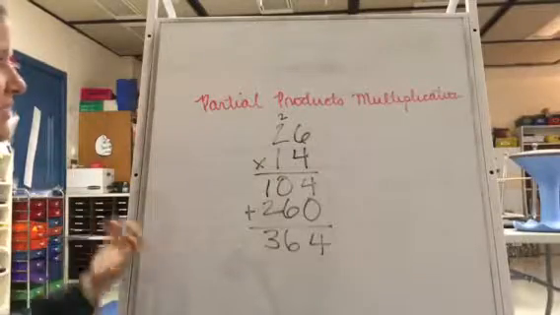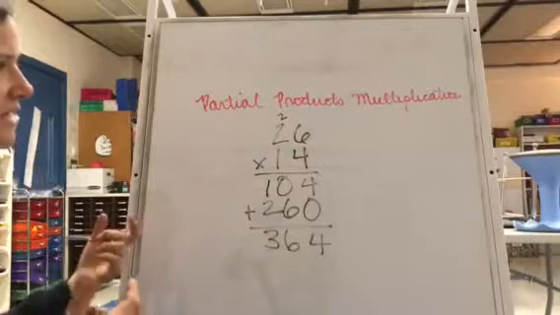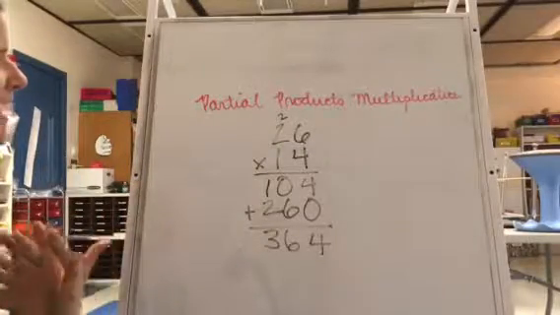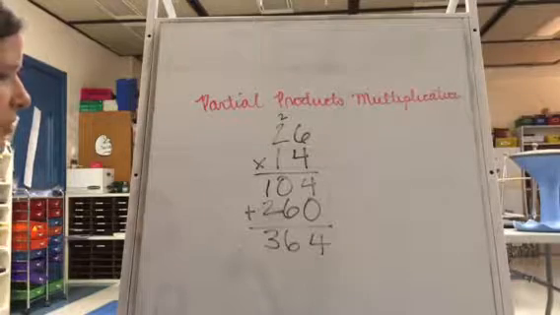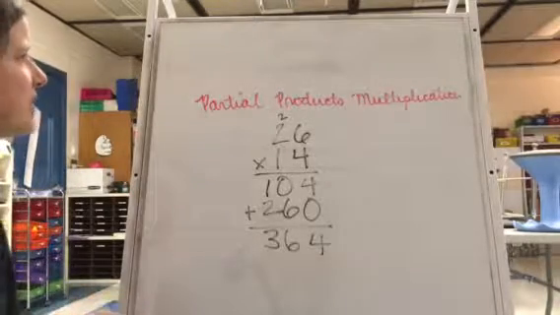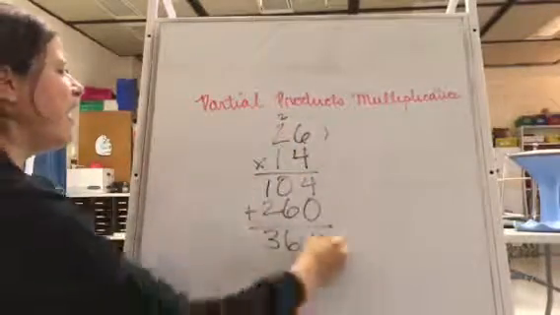14 can be thought of as 4 plus 10. Then you can multiply each of those by 26, and then you can put them back together. That has, to me, more long-term benefits in terms of deep mathematical understanding. So, partial products multiplication. That's where we start, and then we get here eventually.